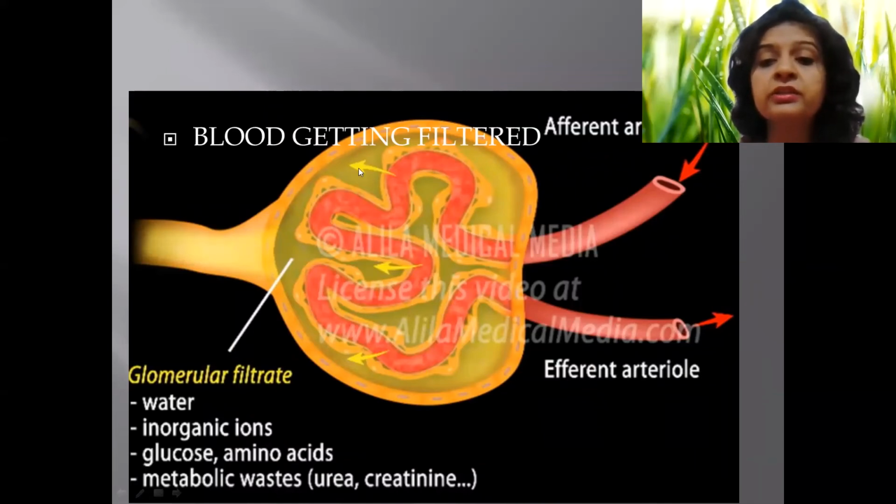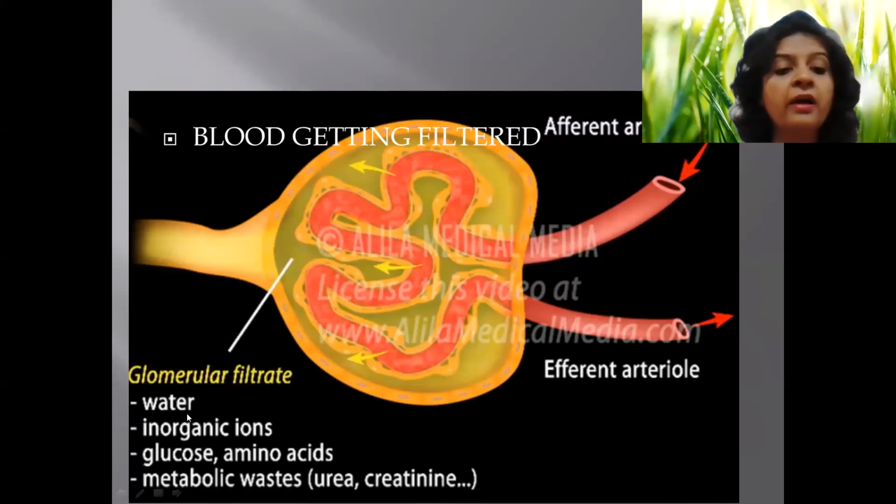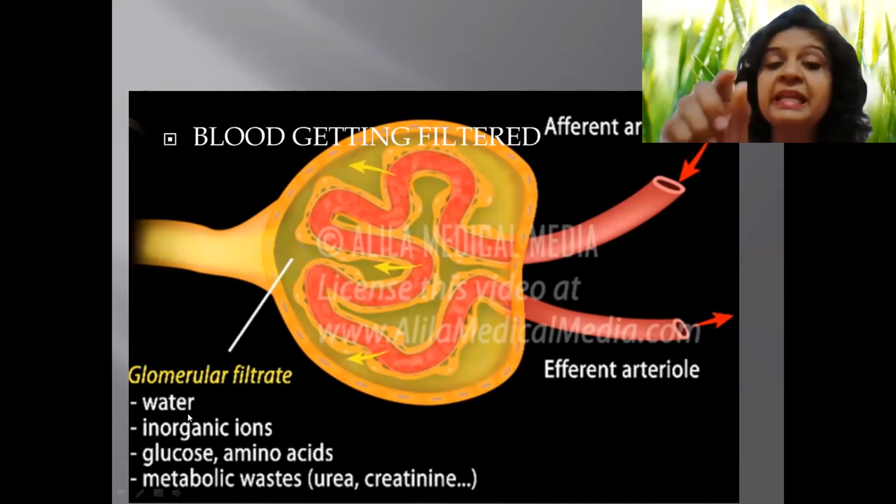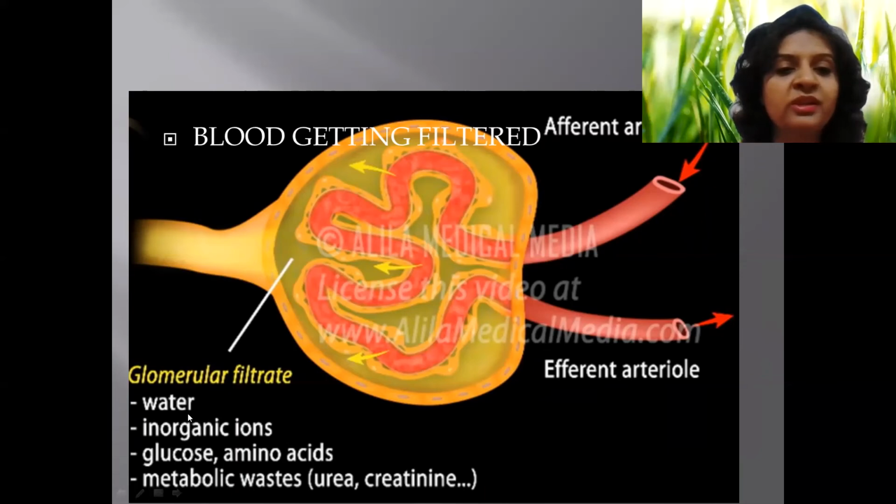The blood is getting filtered, you can see. Here you can see the things, they are in the blood. Now from blood, they are moving into the cup-like structure. Now the things which are moving to this cup-like structure, they are now the filtrate, glomerular filtrate. Once it was blood, till it was in the glomerulus. Once it reaches the Bowman capsule, it is known as filtrate.